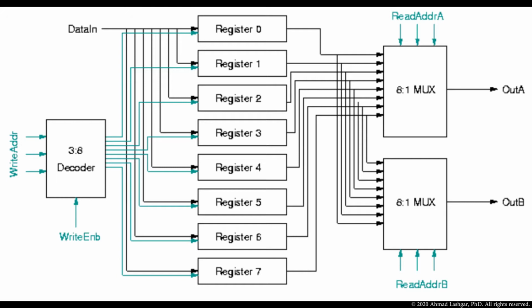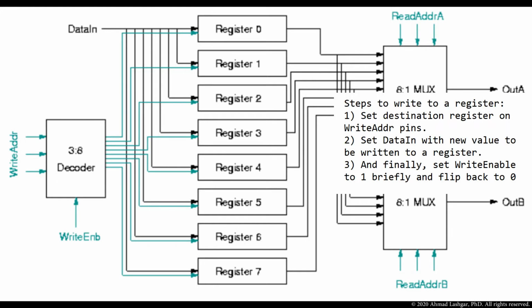For writing to any register, we need to follow 3 steps. The first step is to set the destination register on the write ADDR pins. Then we set the data in pins with the new value to be written to a register. And finally, we set the write enable to 1 for just 1 single clock cycle.